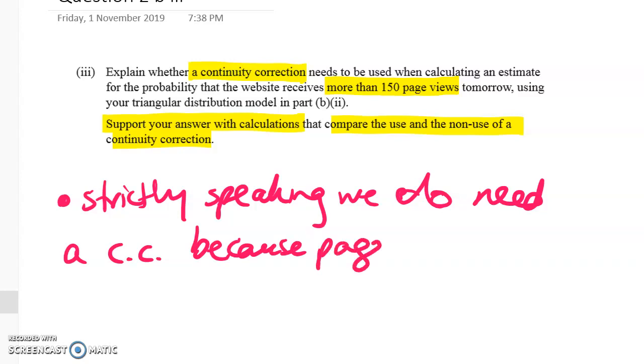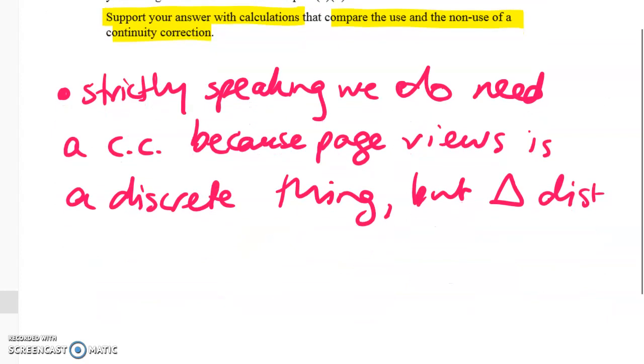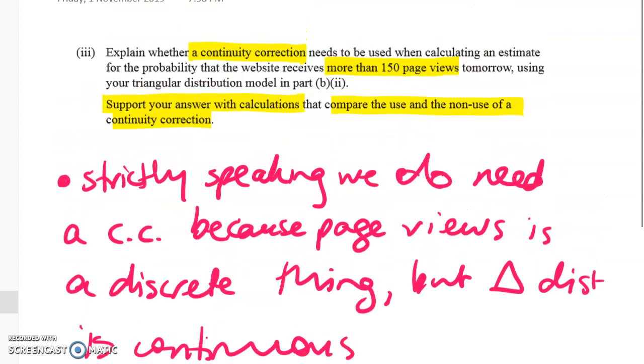page views is a discrete random variable, right? It's a counting value. So it's a discrete RV or a discrete thing. But the triangular distribution is a continuous one. On the other hand, we're going to find out that it makes very, very little difference if we use that continuity correction. And the reason for that is that the numbers are pretty big relative to how I'm rounding.